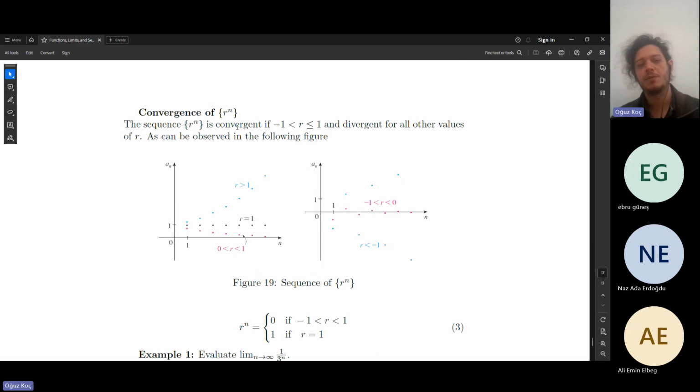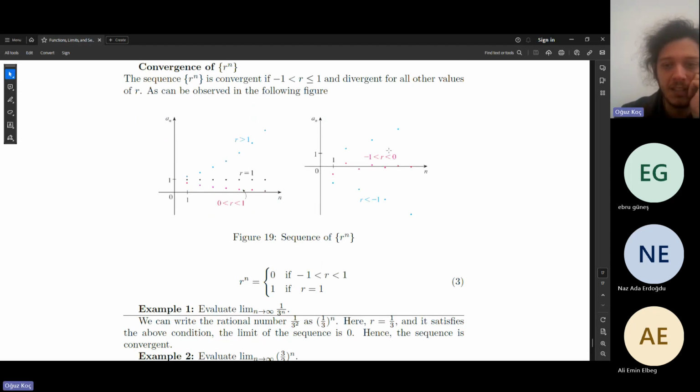Convergence of the nth power of r sequences: we say that the sequence r to the nth power is convergent if r is between -1 and 1, and also including positive 1 in the interval, and the sequence is divergent for all other values of r. As can be observed in the following figures, the left and the right hand side.